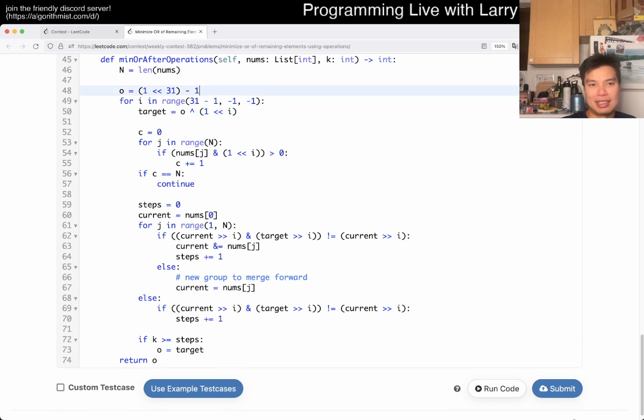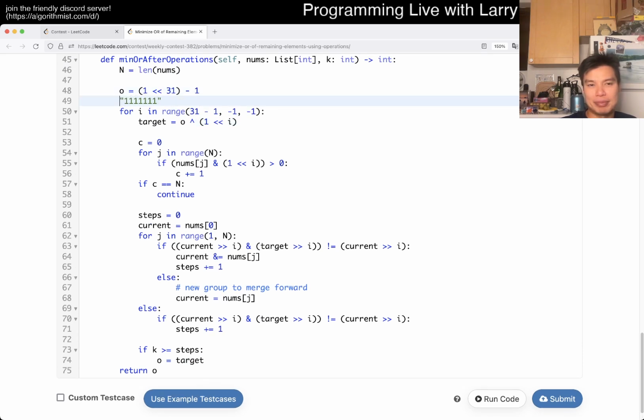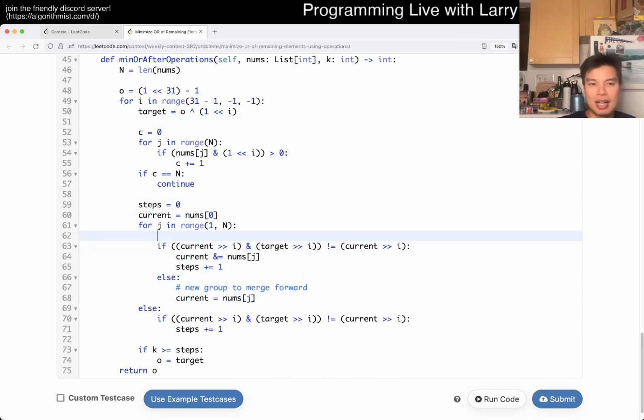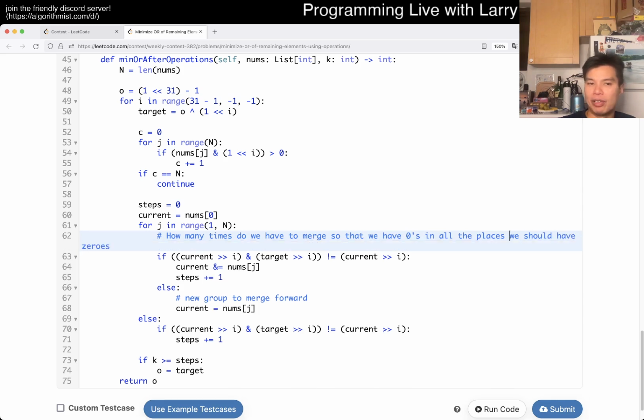Because basically here, this is going to be, like I said, 1111111. This is going to be some prefix, and then it tries one number as 0, and maybe the prefix has 0 already, and then you try the last number as 0, and the rest will be ones, but then you chop them off by the bitwise shift. So that's why it looks a little bit awkward. And then this just sees how many times we have to merge so that we have zeros in all the places we should have zeros from carrying over from before, right? So that's basically the idea.